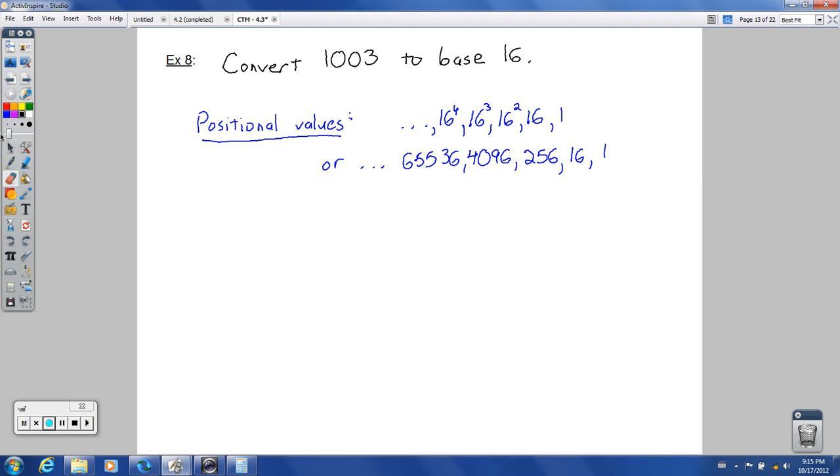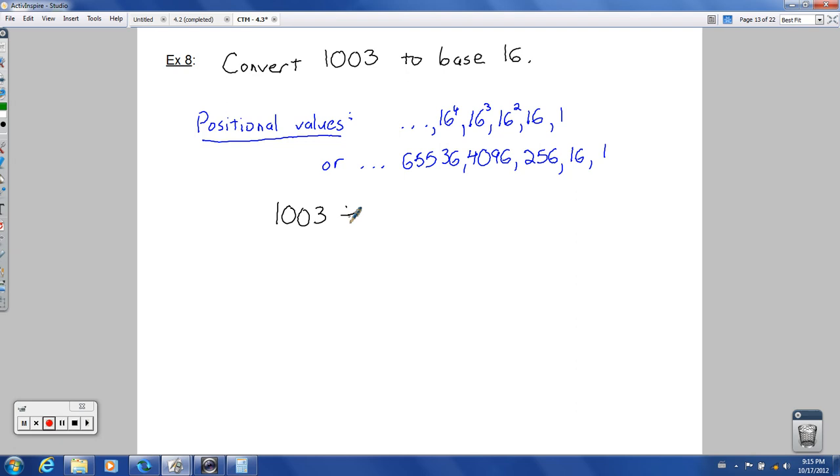What's the largest number in this list that goes into 1003? It would be this number right here, the 256. So I'm going to start with 1003 and divide it by 256. So that's my 16 squared place. I'm only going to have three digits. That's how many I should have. Divide it by 256, and you get 3 with a remainder of 235.